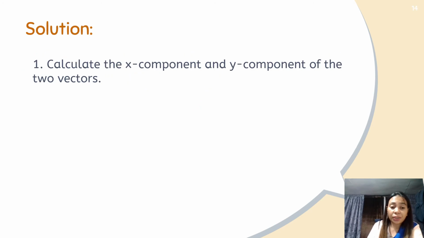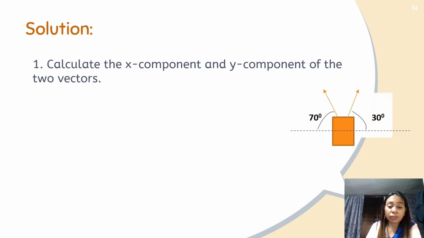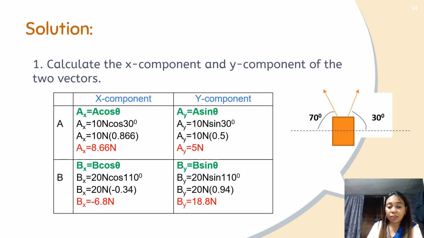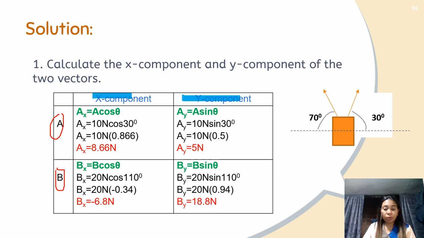So the solution first is to calculate the x component and y component of the 2 vectors. Again, this is our diagram. We have to make a table similar to this so that we are guided. You have 2 vectors, A and B. Then you separate your x and your y components. So you have Ax and Ay, and your Bx and your By.